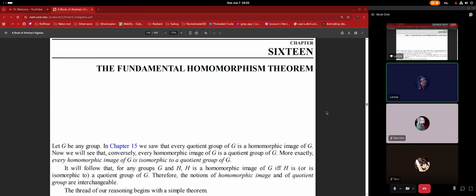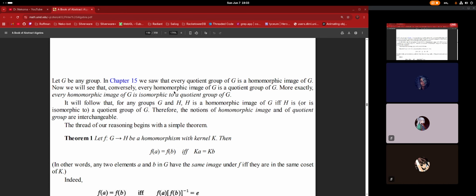Okay, today we're going to be talking about chapter 16, the fundamental homomorphism theorem. So we're going to make a relationship between homomorphic images and the quotient group that we've seen in the previous chapter. And it starts off with theorem 1.